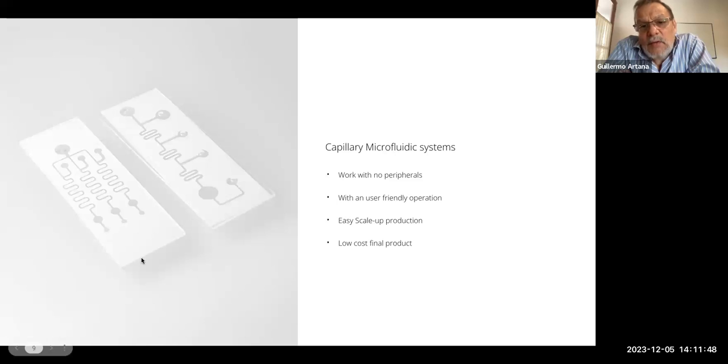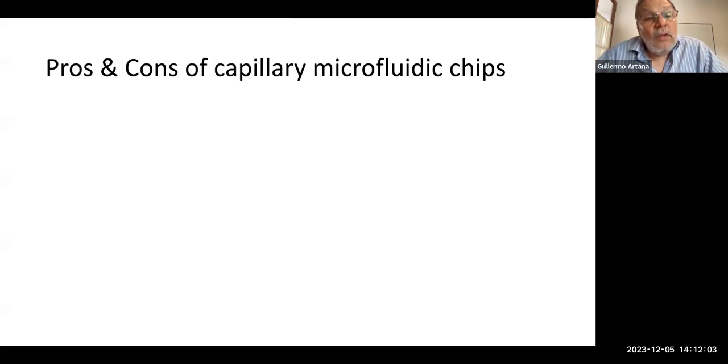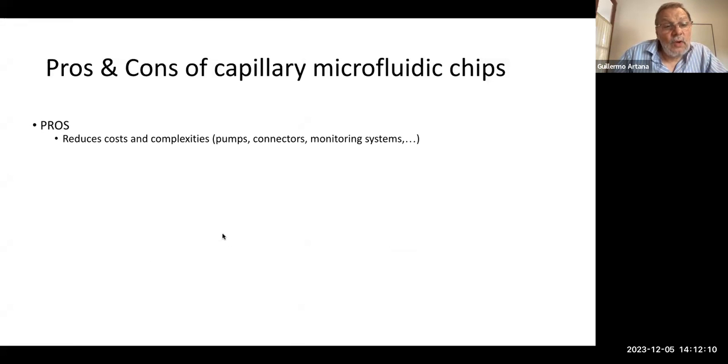What are some of the advantages of capillary microfluidic systems? They work with no peripherals, they are user-friendly in operation, they are easy to scale up for production, and they give low-cost final products. What we can say are the pros and cons of capillary microfluidics. Pros: they reduce costs and complexities. You don't need any pump, connectors, monitoring system, and so on. They are quite easy to use for people who are not very experienced.